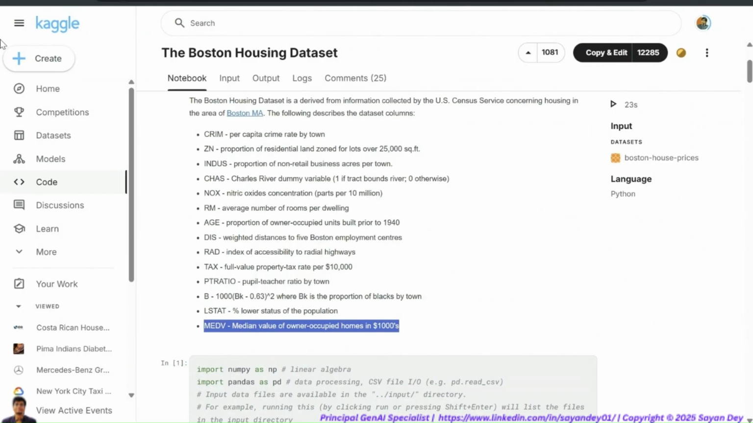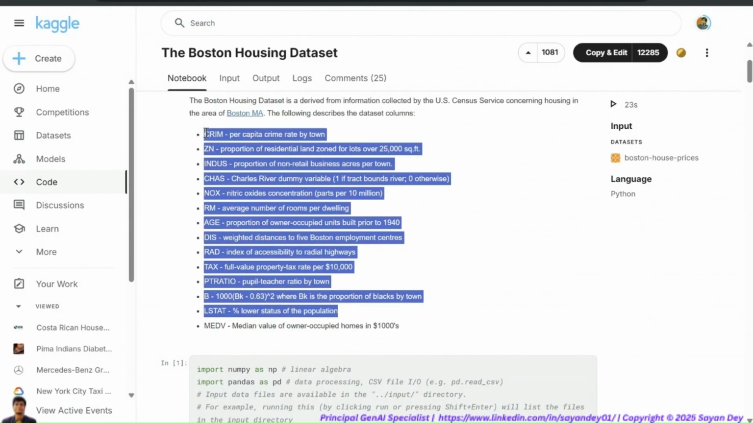There are a total of 14 columns you can see, right? You can see 1, 2, 3, 4, 5, 6, 7, 8, 9, 10, 11, 12, 13. So there are 13 input features. And based on the 13 input features, we are trying to predict the output price. It's a simple housing price prediction problem that we are trying to solve.